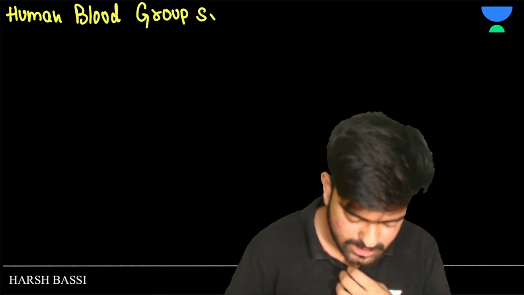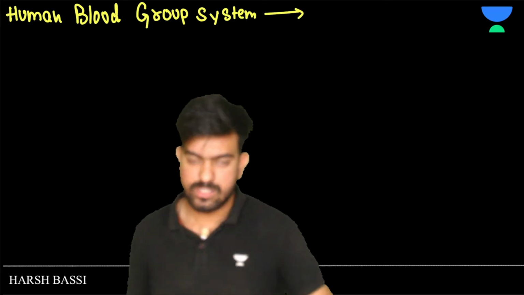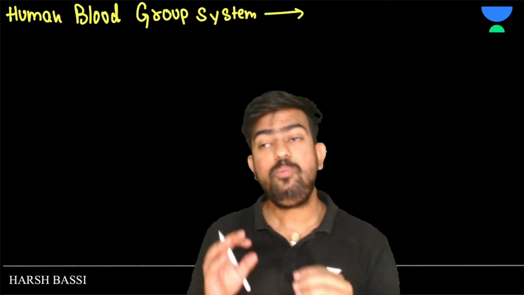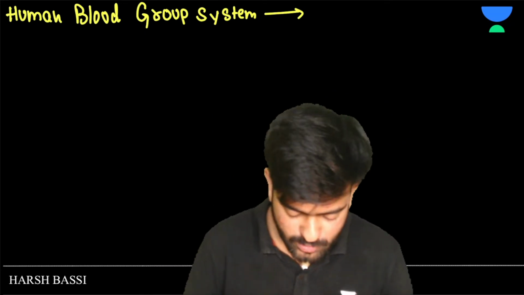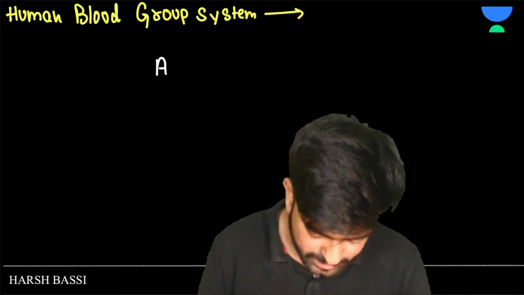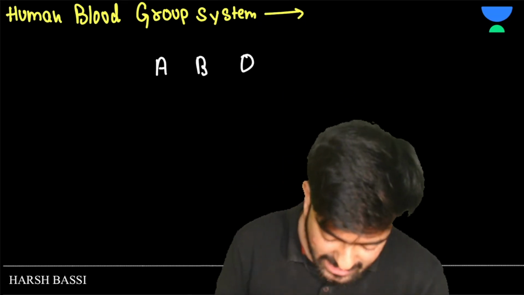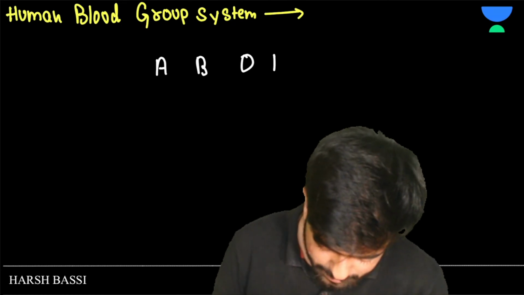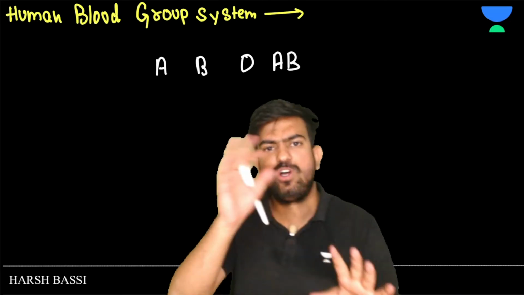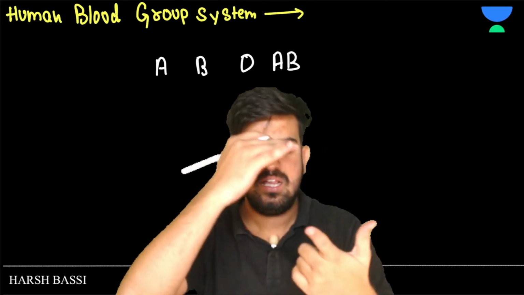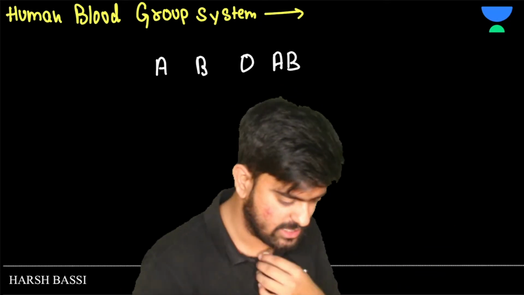Human blood group system. Now see, how many types of blood groups do we have? As of now we have A, B and O, or we can add AB. Yes or no? Let's forget about positive, negative. Let's just focus on A, B, O and AB. Clear? Okay.